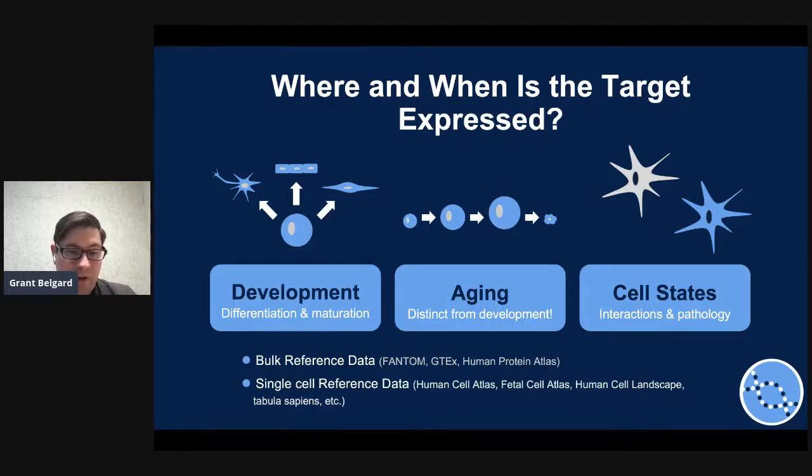For this, one can draw on bulk reference data sets, such as Phantom, GTEx, and Human Protein Atlas.